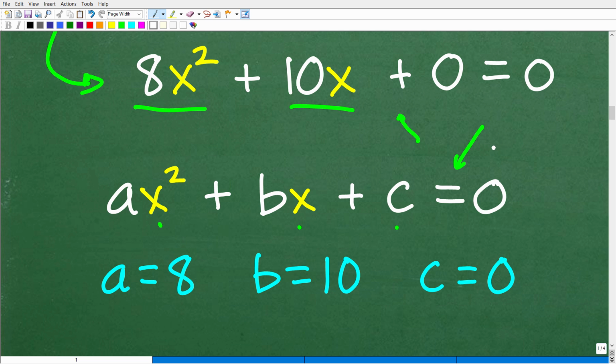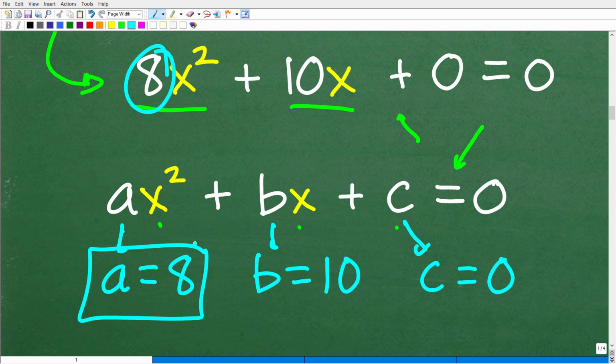There is no number, but we need that 0 right here because we need to assign what we call A, B, C values for the quadratic formula. A is the coefficient of the x squared term, so that's going to be 8. B is the coefficient of the middle term, so that'll be 10, and C is just whatever number value is here.